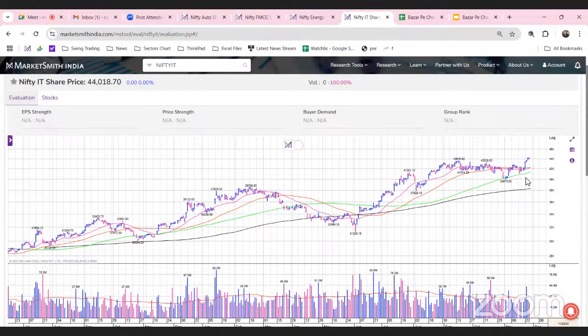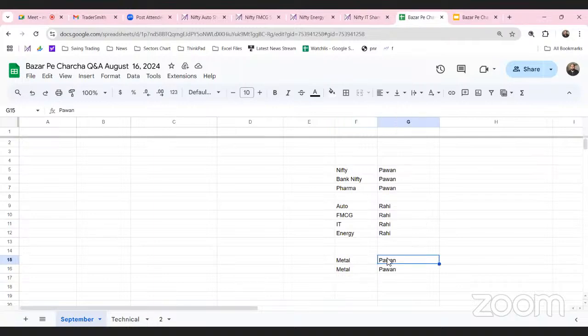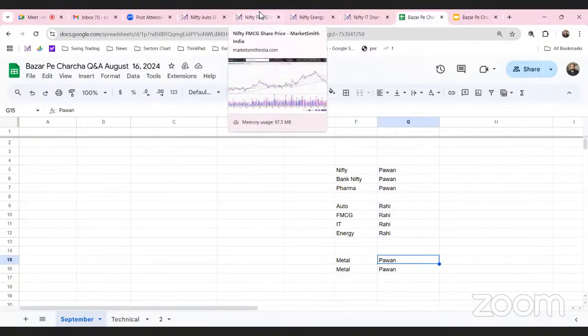Yeah. Thank you, Rai. Which two indices are pending now? Okay. I think one is Metal, and the second one is also Metal now.